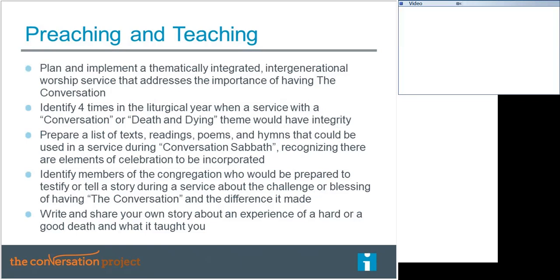A worship committee or deacons or other lay committee that helps could offer to help plan and implement a thematically integrated intergenerational worship service that addresses the importance of having the conversation.